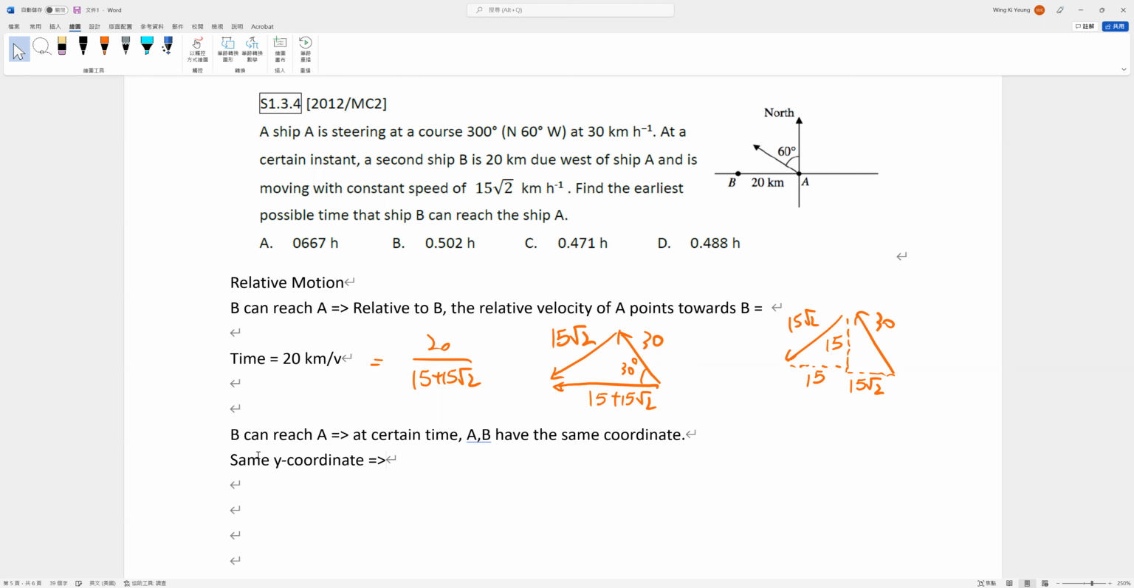And you can see that A and B are initially along the same horizontal line. The y coordinate is 0. You may consider it to be 0. So if they have the same vertical coordinate, that means they should have the same vertical velocity all the time.